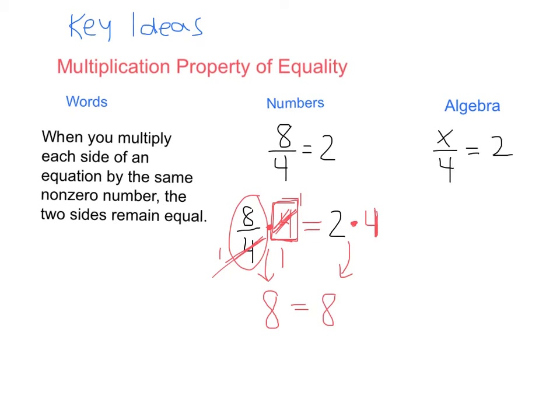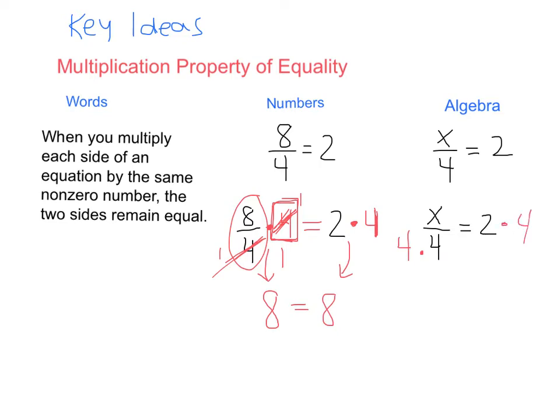Algebraically looking at it, it would look like this. And this is something that you'd see in homework. So I keep my x over 4. Here's my equation. Sometimes I like to kind of do it like this. So I'm going to multiply this side by 4. I'm going to do the same thing over here.